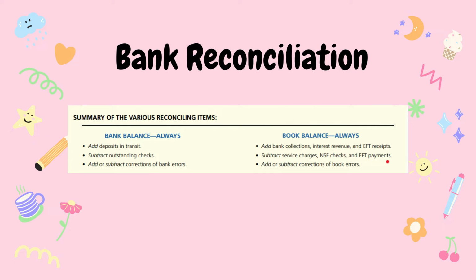So these are payments that were made by the bank, but I did not record them in my book yet, so I need to subtract them. Then I need to add or subtract any correction of book errors. At the end, I'm gonna get adjusted balance per bank and per book, and they should be the same.